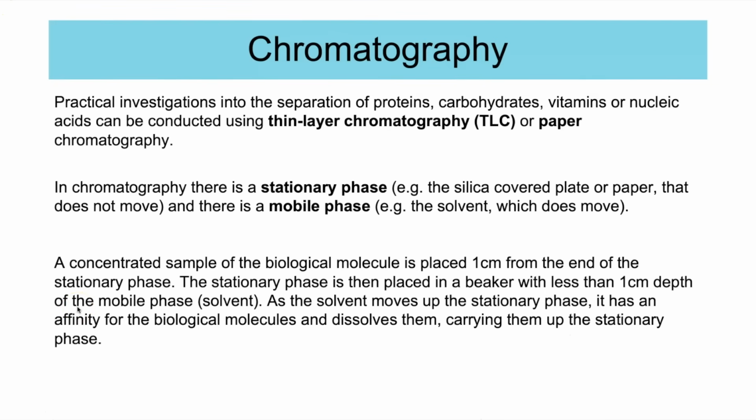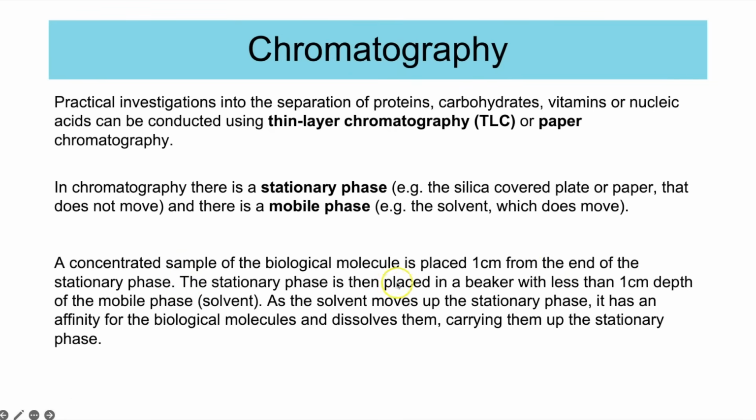Chromatography can also be used, and these practical investigations are looking at the separation of proteins, carbohydrates, vitamins or nucleic acids conducted using thin layer chromatography or TLC or paper chromatography. In chromatography, there's a stationary phase, so for example, the silica covered plate or paper that does not move, and there's a mobile phase, and this is the solvent which does move. A concentrated sample of the biological molecule is placed 1 centimetre from the end of the stationary phase.